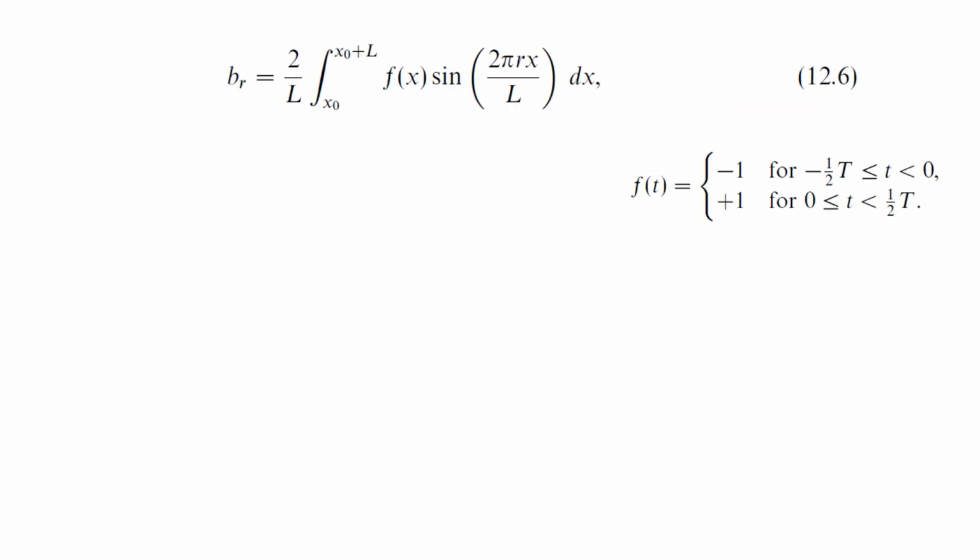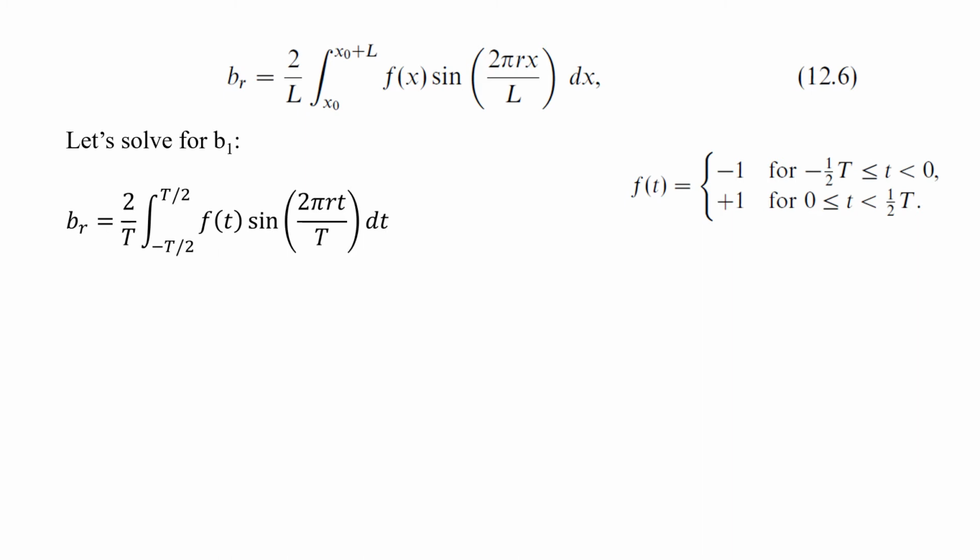Since your square wave is an odd function, only sine terms will be expected to be present in your Fourier series. And the only term containing your sine terms in your Fourier series is the term with your b_r coefficient. And again, remember that your b_r is equal to 2 over L times the integral from x naught to x naught plus L of f of x sine 2 pi r x over L dx. And let's solve for b1.